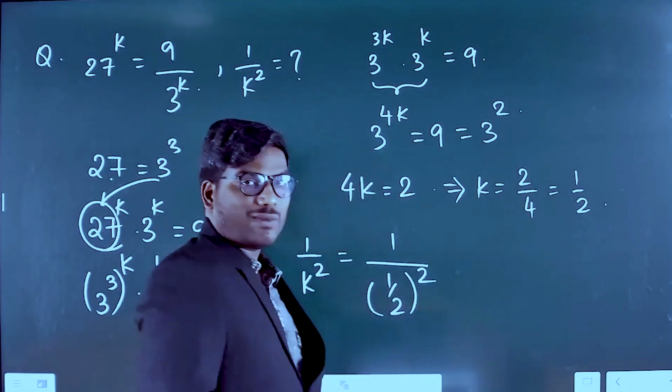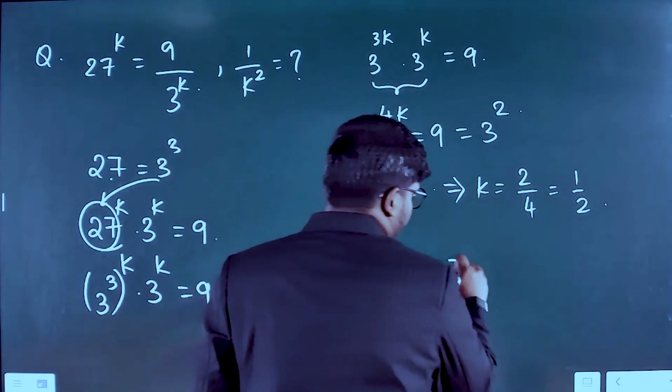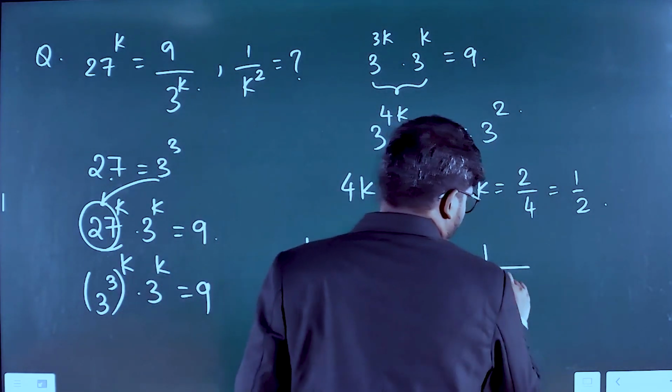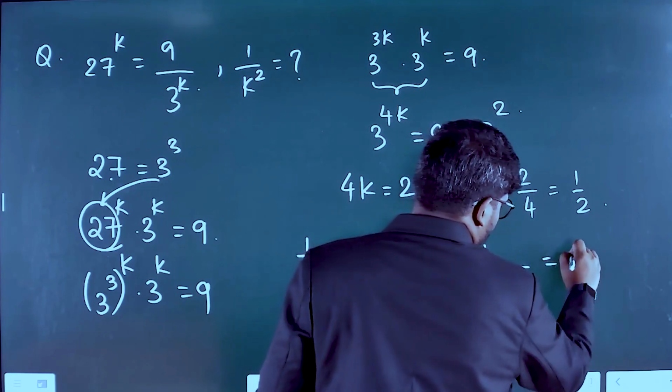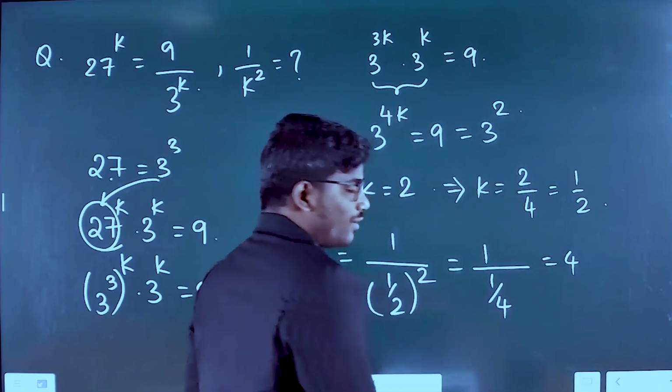So 1 by 2 whole square, which will be 1 by 4, that is equal to 4.